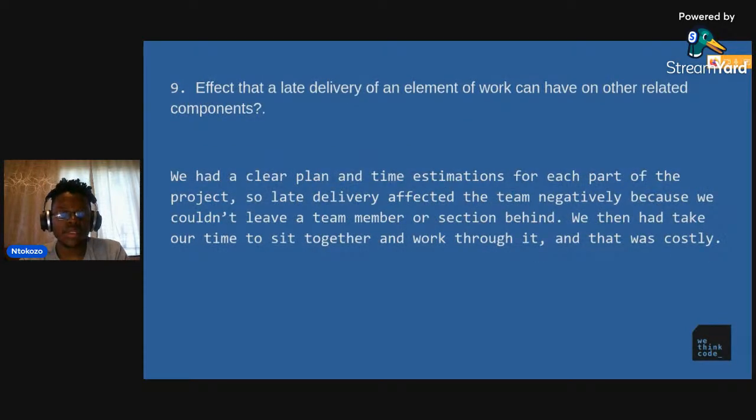The effects of late delivery on an element of work can have on other related components. We had a major plan and time estimations for each part of the project, so late delivery affected the team negatively because we couldn't leave a team member or a section behind. We then had to take our time to sit down together and work through it, and that was costly.